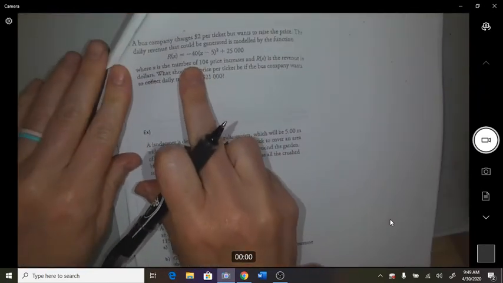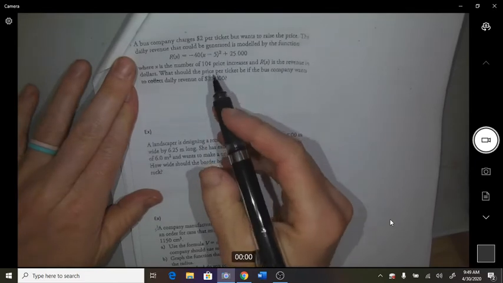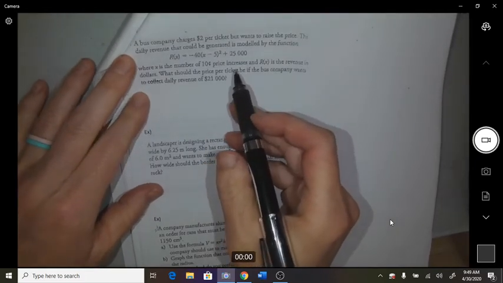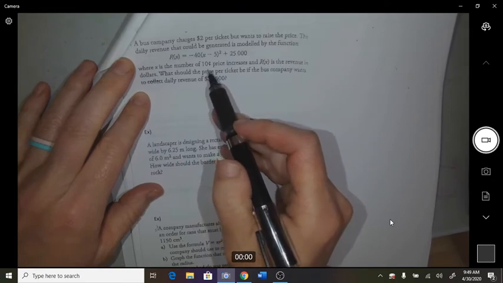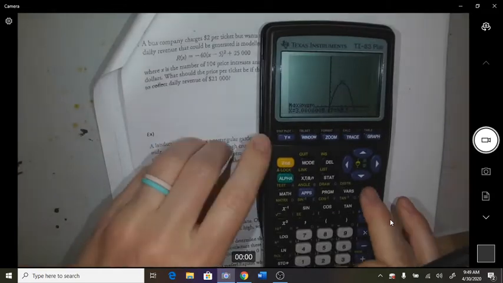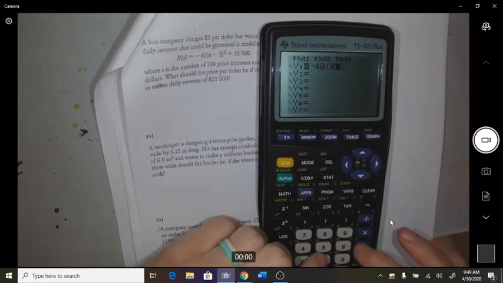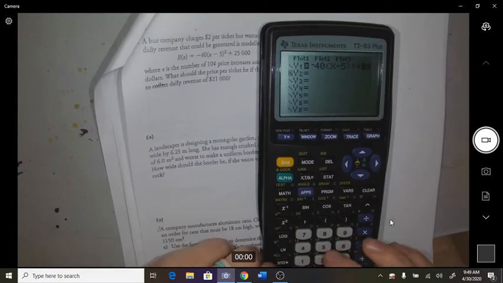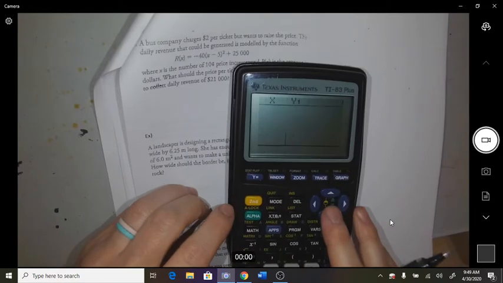Okay, bus company is charging $2 and they want to raise their price. So this is the model that maximizes their revenue. X is the number of 10-cent price increases and R is the revenue. Okay, so I'm going to type this in. Okay, my Y's are going to get pretty big, I think.